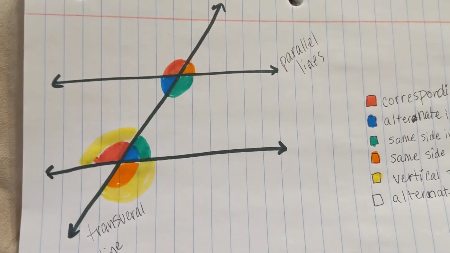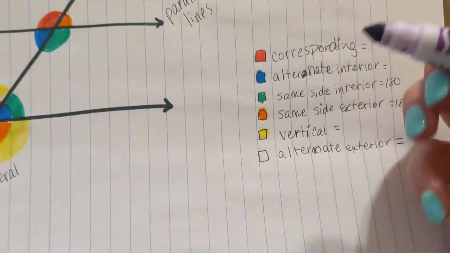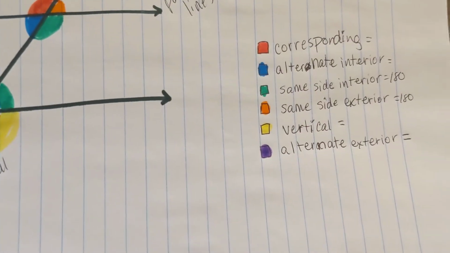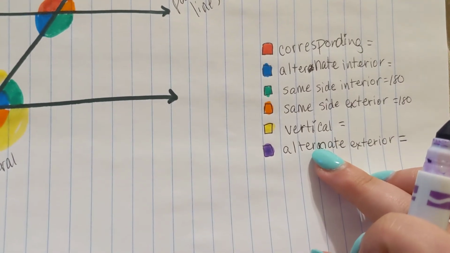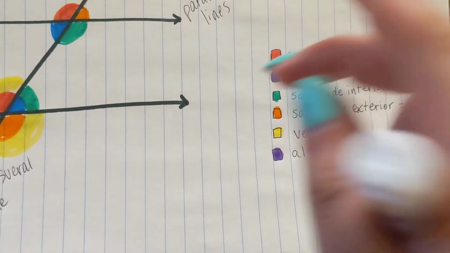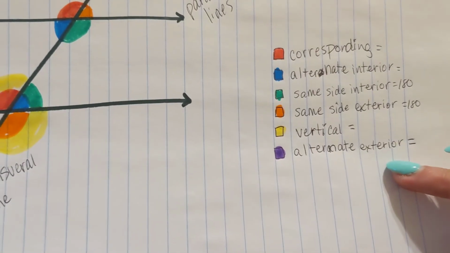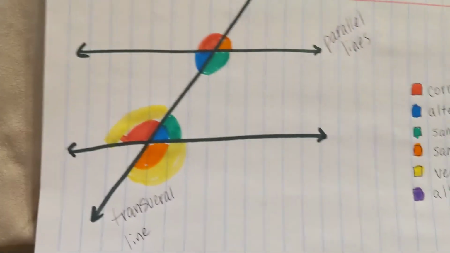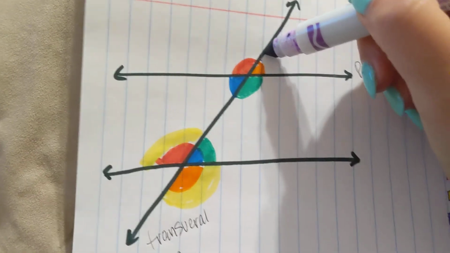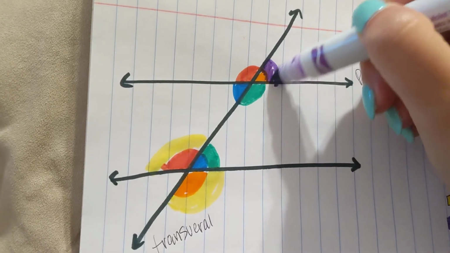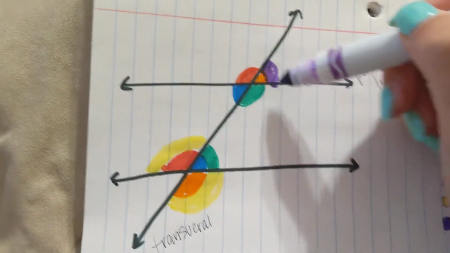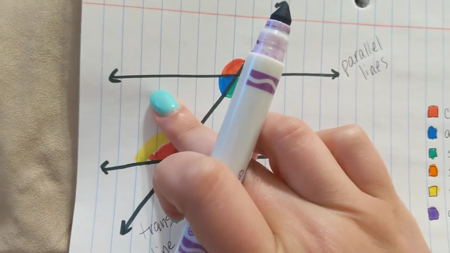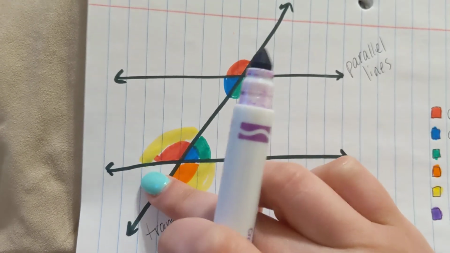Okay? And then the last one that we're going to be using is alternate exterior. And these are going to be equal. They're congruent. So again, the keyword here is alternate, meaning they're going to be on opposite sides of the transversal line, and exterior tells me they're going to be outside. So if I'm looking for alternate exterior, let's just do this one. If I'm on this side of the transversal line, that means I've got to go to this side. And I'm going exterior, so that means I'm going to be down here.